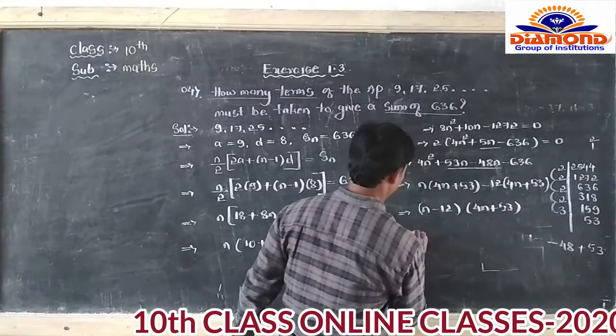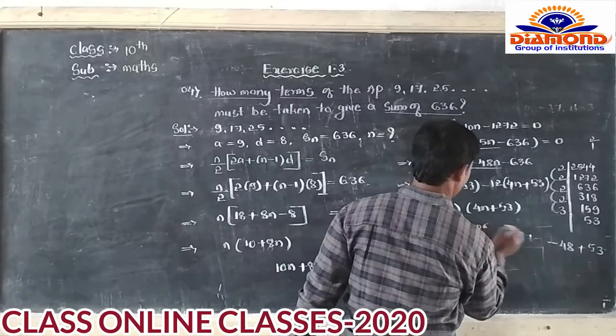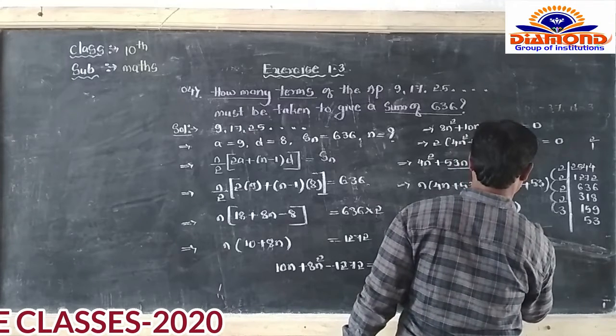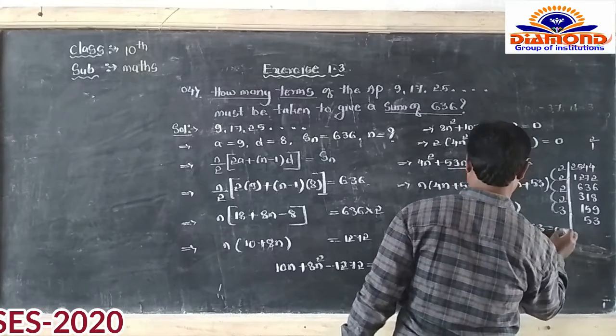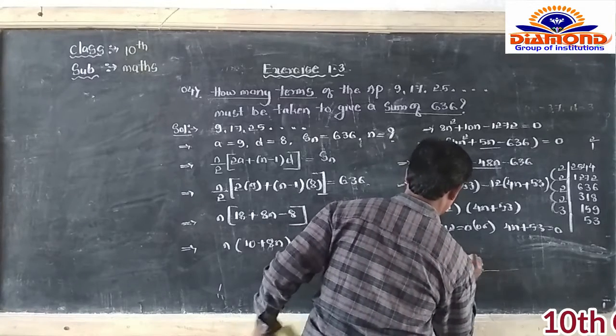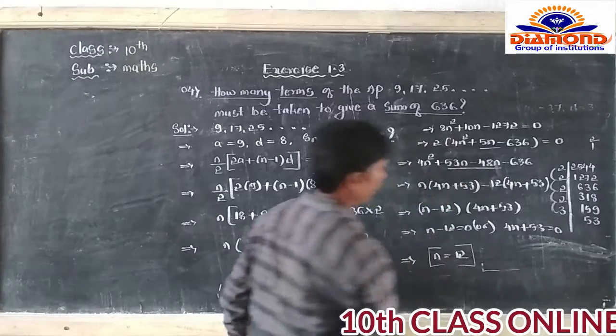Then here n minus 12 is equal to 0 or 4n plus 53 is equal to 0. Then we are considering only positive, n is equal to 12 is our answer. I want to see whether the answer is right or wrong, dear students.